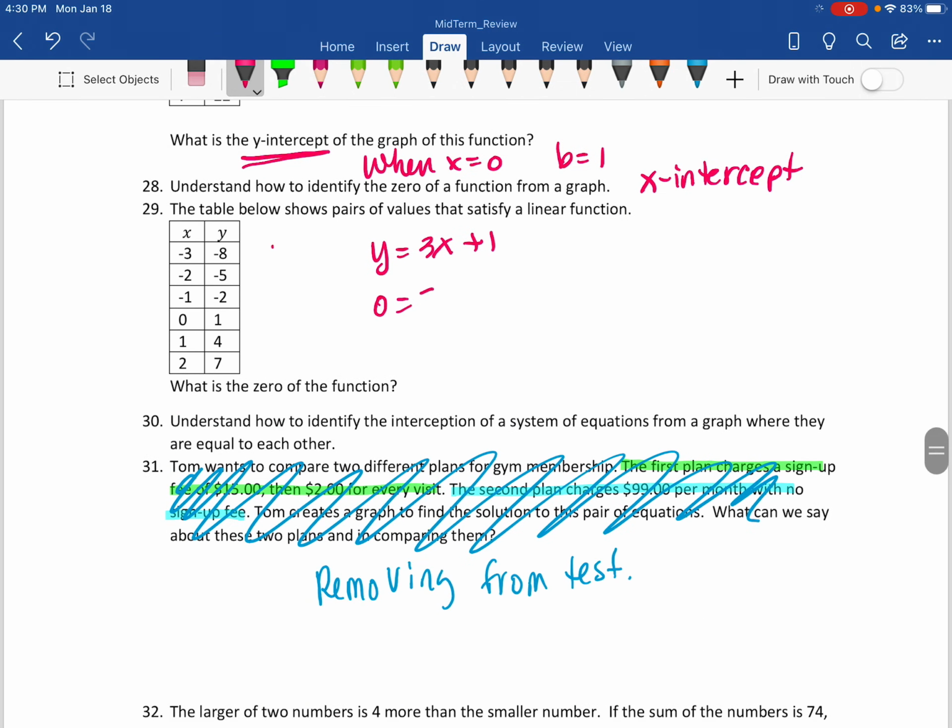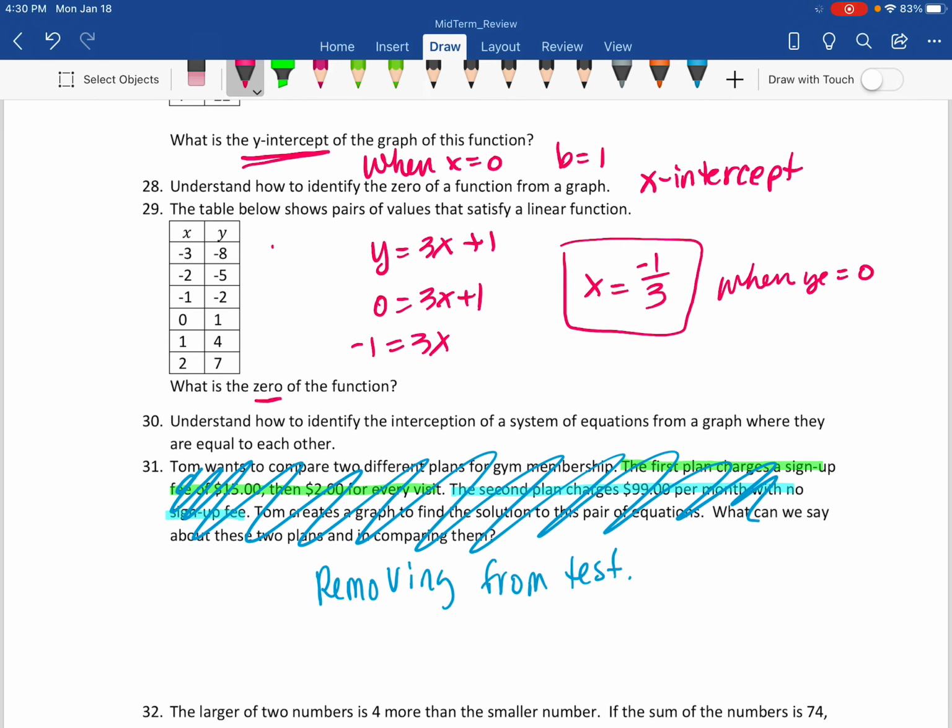And then you would say 0 is equal to 3x plus 1. Subtract 1 from both sides. So negative 1 is equal to 3x. That's going to give you x is equal to negative 1/3. So that is your 0 of the function. That's the x value when y is equal to 0.